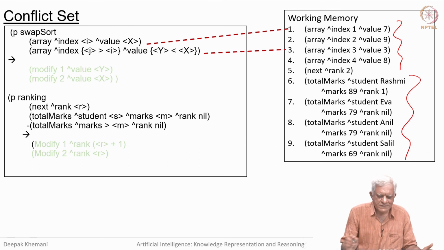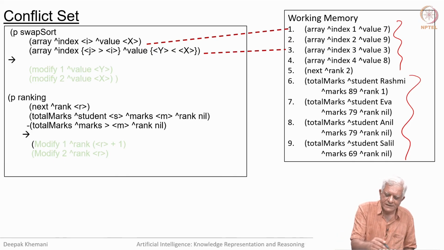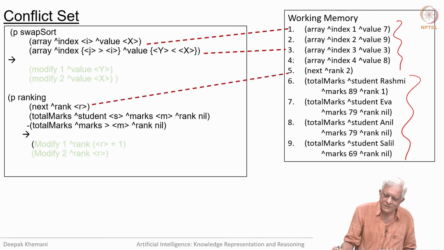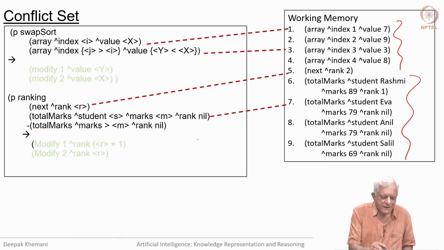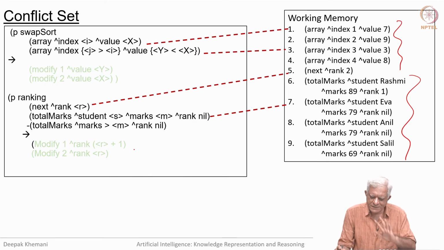For example, this match would succeed: the array index I value x would match the first working memory element. It will also match the second memory element, but that would be a different rule instance. For one instance of the rule, the first pattern would match 1, the second pattern would match 3. Likewise, for the other rule, the first pattern would match working memory number 5 and the second pattern would match number 7, and we assume that the third pattern does not match anywhere.